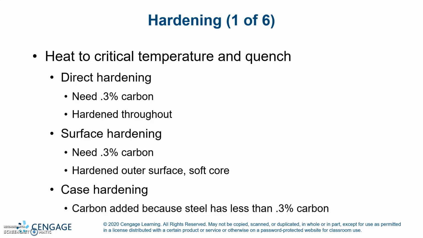Hardening: heat to critical temperature and quench. Direct hardening needs 0.3% carbon and hardens throughout. Surface hardening also needs 0.3% carbon, and hardens the outer surface while the core stays soft. Case hardening is when carbon is added because the steel has less than 0.3% carbon.